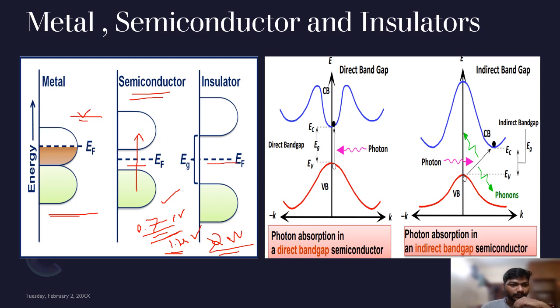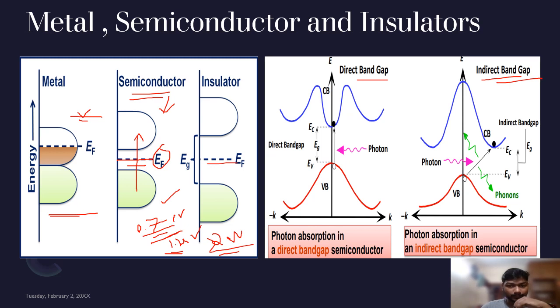So for a semiconductor, EF lies between the conduction band and the valence band, and if we dope the semiconductor, this EF will change. The position will be closer to the conduction band or valence band, depending upon which type of dopant we are using, that is, p-type semiconductor or n-type semiconductor. Another difference is the direct band gap and indirect band gap semiconductor. We should know about that.